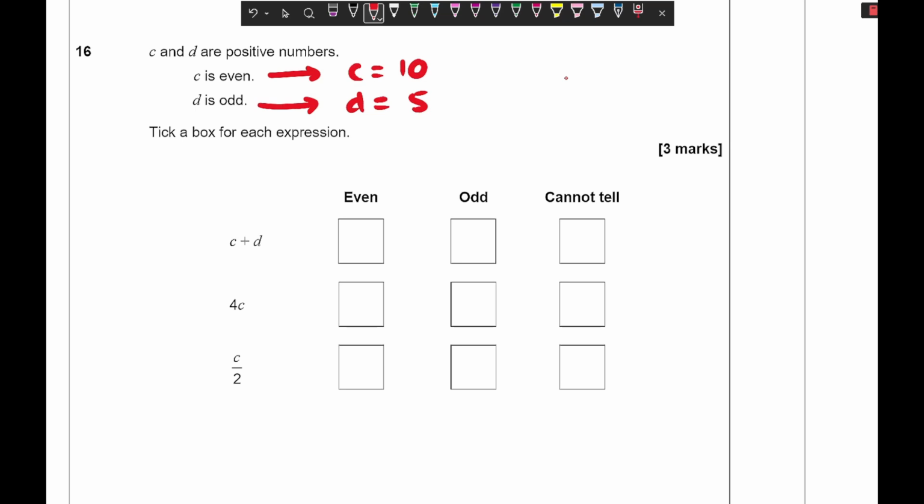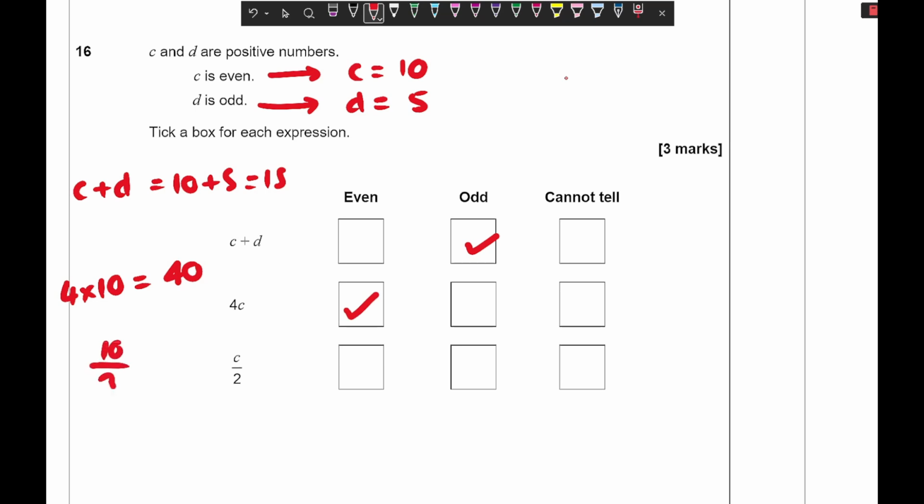So if I do C plus D, then I get 10 plus 5, which is 15, and 15 is an odd number, so I'm ticking that one. For 4C, I'm doing 4 times 10, which is 40, and that is going to be an even number. Then for C over D, I'm doing 10 divided by 2. Well, that's going to be a case of 5. So 5 is an odd number.